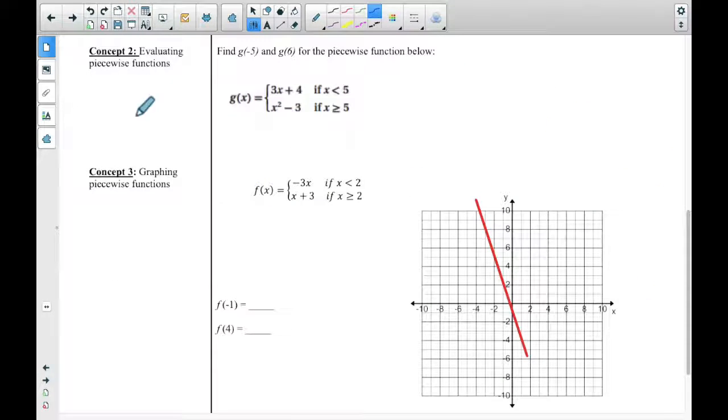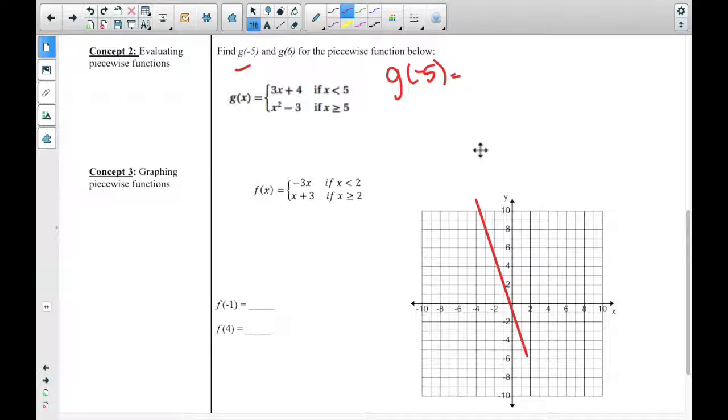Now, a couple of skills that we need to be familiar with. We need to know how to evaluate a piecewise function. So that's what we're going to talk about here. Notice, here's my piecewise function. I've got some rules, and I've got when each one applies. And it's asking me to find g of -5 and g of 6. Let's start off with g of -5.